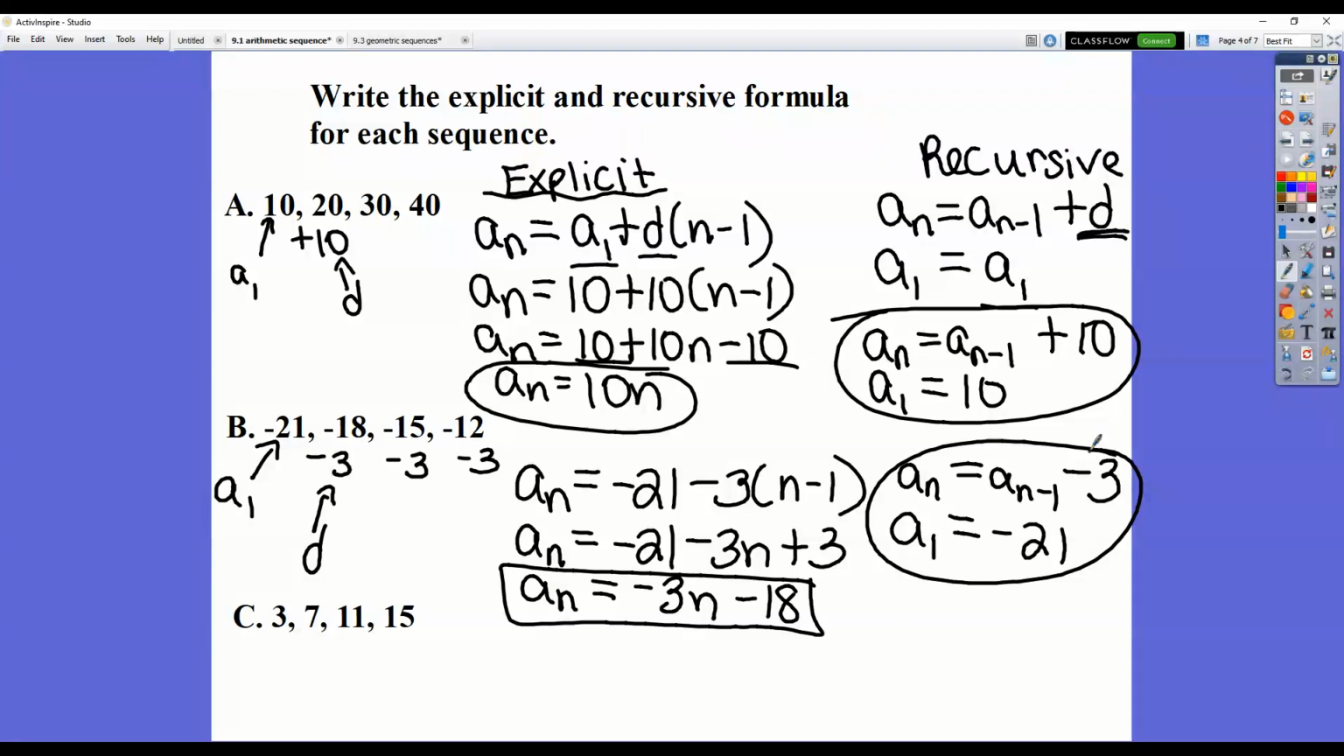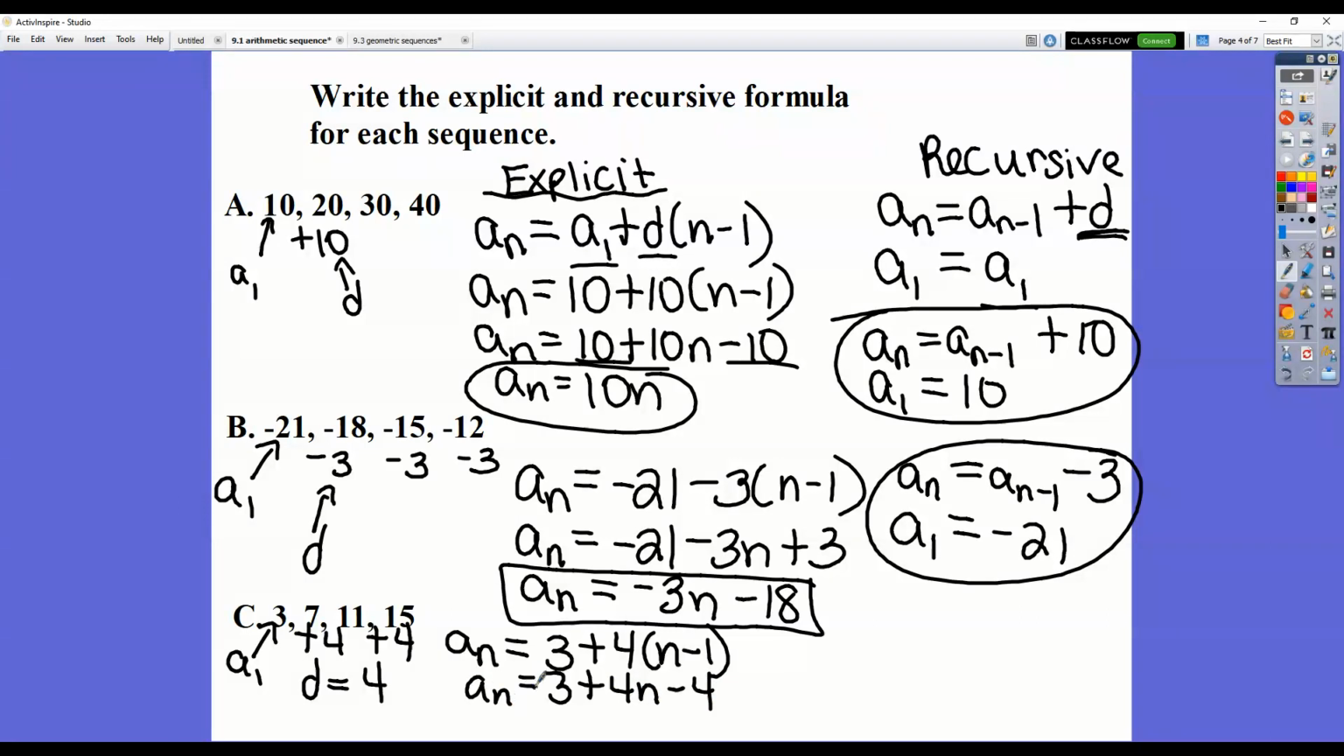Okay, part C, identify what's the first term. That's A sub 1. What's the pattern? We're adding 4. So that's the common difference. D equals 4, and we plug that in, a sub n equals 3 plus 4 times n minus 1. Redistribute. Okay, this becomes 4n minus 1. There's our explicit formula.